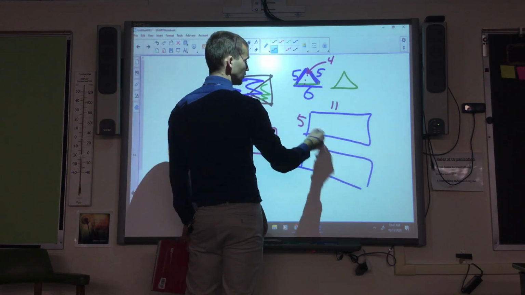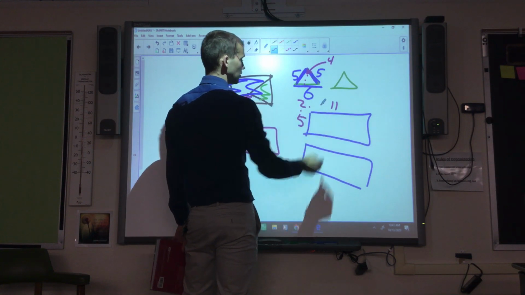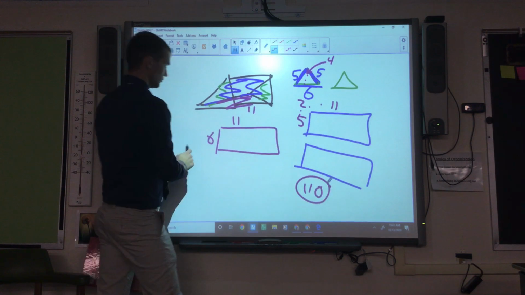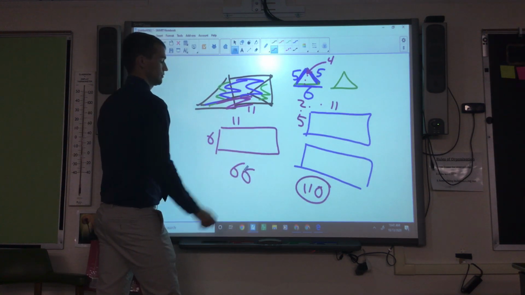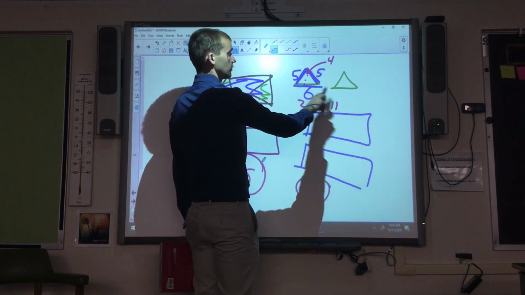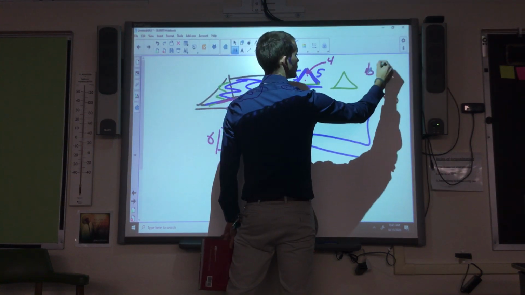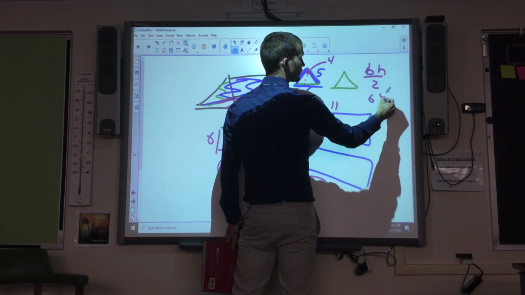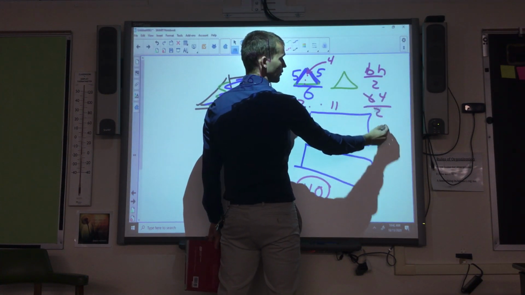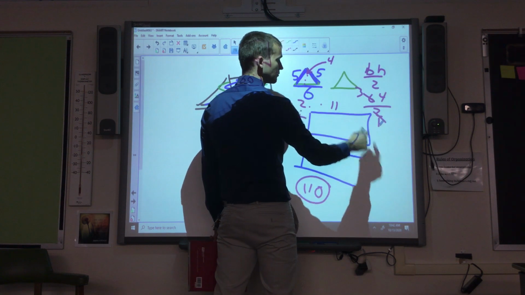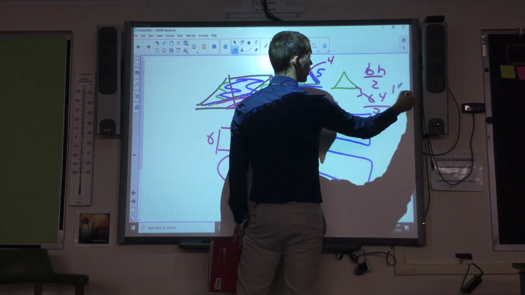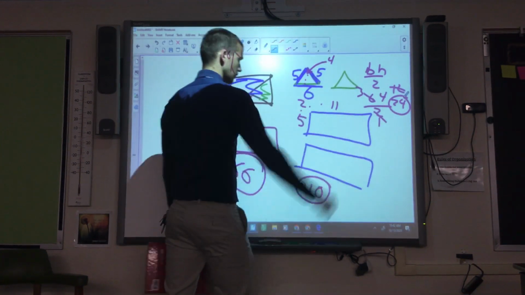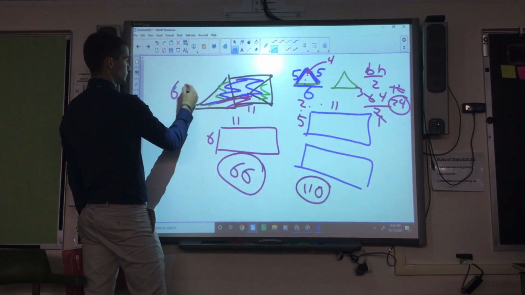5 by 11 times 2, 10 times 11 is 110. 6 times 11 is 66. And here, we've got base times height over 2. Base is 6, height is 4. 6 times 4 over 2, and I cancel those out. I get 3 times 4, which is 12, but I have 2 of them, so I get 24. 24 plus 110 plus 66.